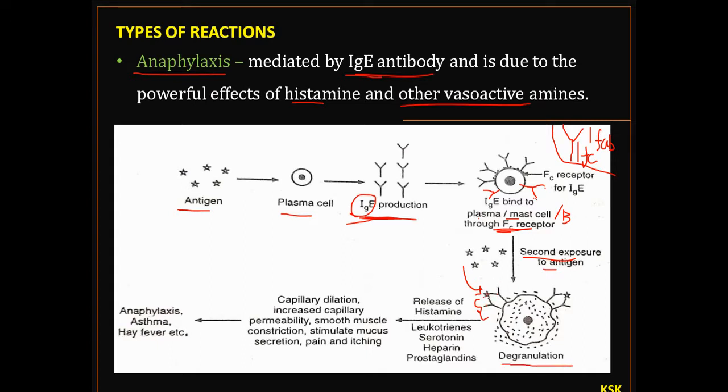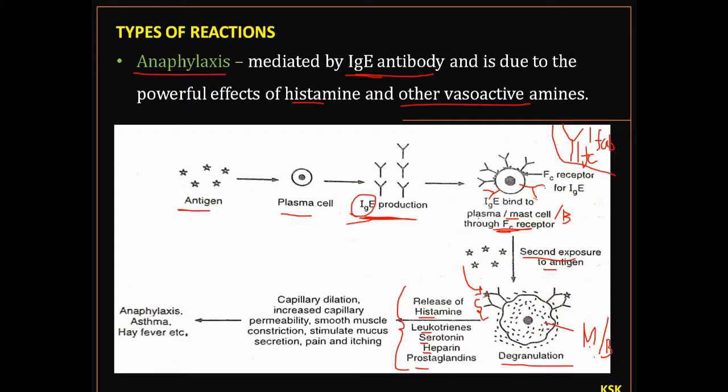The antigen-antibody reaction causes the degranulation of what? This is the mast cell or the basophil cell. This mast cell or basophil cell gets degranulated and it causes the release of vasoactive or physiologically active agents like histamine, leukotrienes, serotonin, heparin or prostaglandins. Anything can be released.